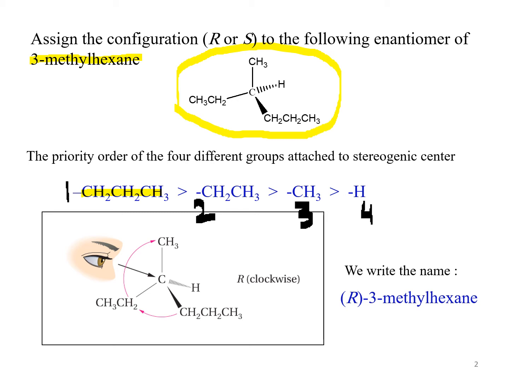When we arrange the molecule in such a way, we can see that we will be starting off from this propyl group, moving in this direction towards the ethyl group, which will be second, and then the methyl group third. So when we are moving in this direction, we are basically moving in a clockwise direction, which is designated as R. It will be an R or clockwise configuration of this 3-methylhexane molecule.